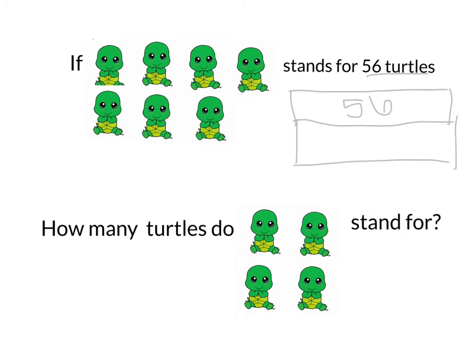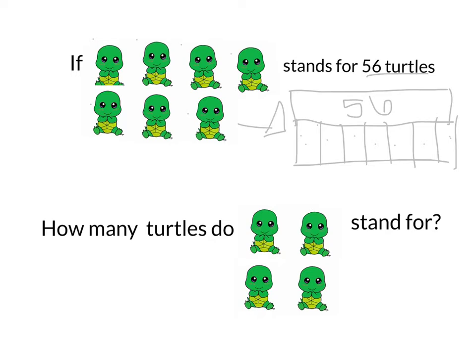So if 1, 2, 3, 4, 5, 6, 7 turtles really mean 56. Did I do that right? Yeah. If 7 turtles really mean 56 turtles, then we need to know what each turtle symbolizes. What times 7 equals 56? Oh, I know. It's 8 times 7 equals 56.